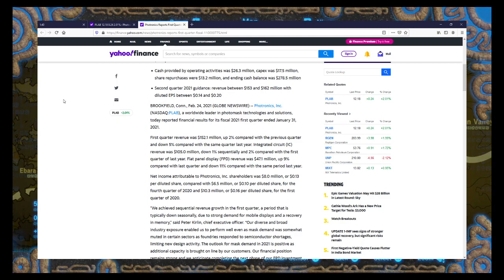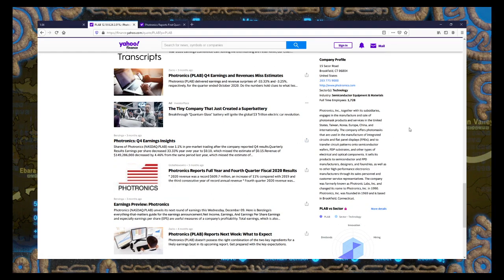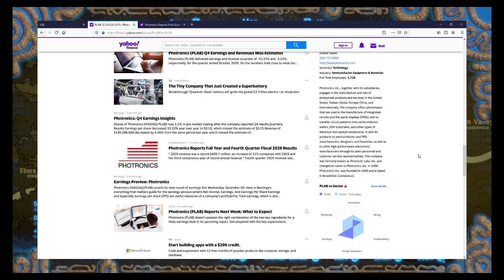Worldwide leader in photo mask. What the hell is a photo mask technology? I should go read about what these guys do. Engaged in the manufacturing and sale. What is a photo mask? Photo masks that are used in the manufacture of integrated circuits. Oh, it might mean photo as in light. Photo masks. I guess that's a component they put over circuits and displays to block light and to transfer circuit patterns into semiconductor wafers. Okay, I guess.